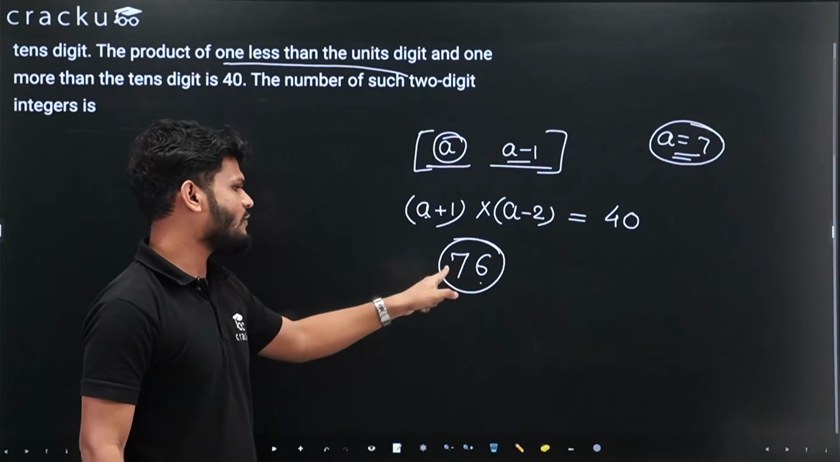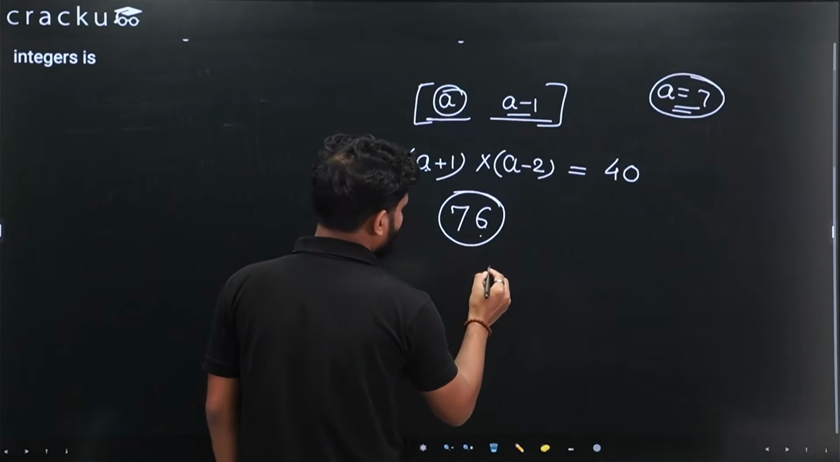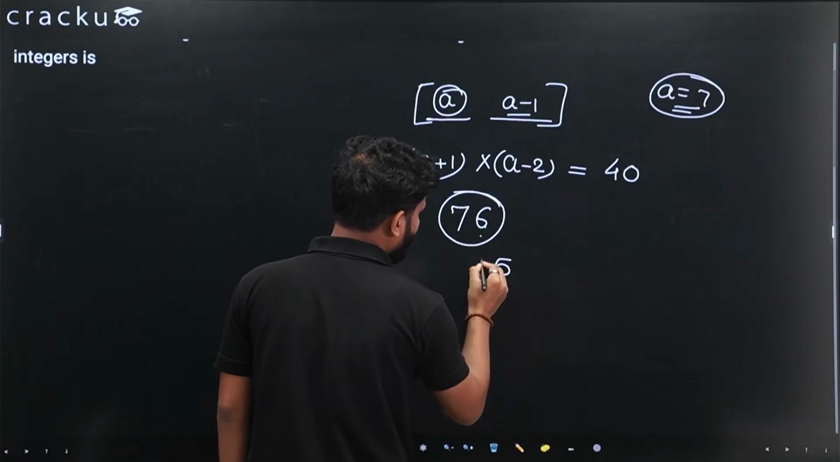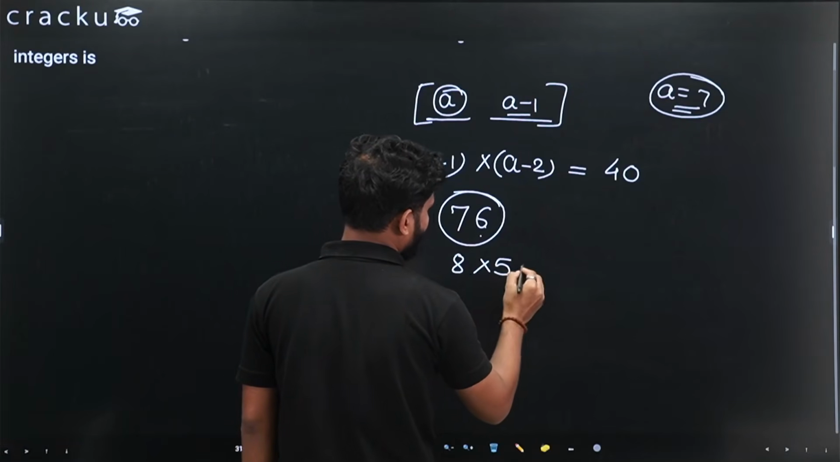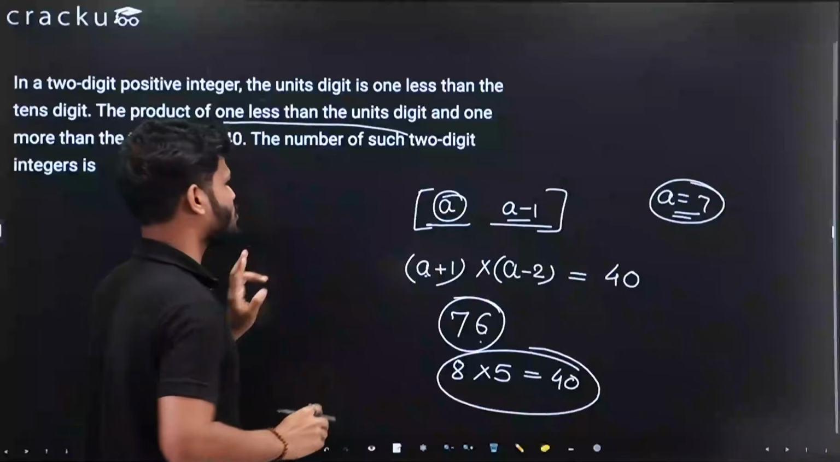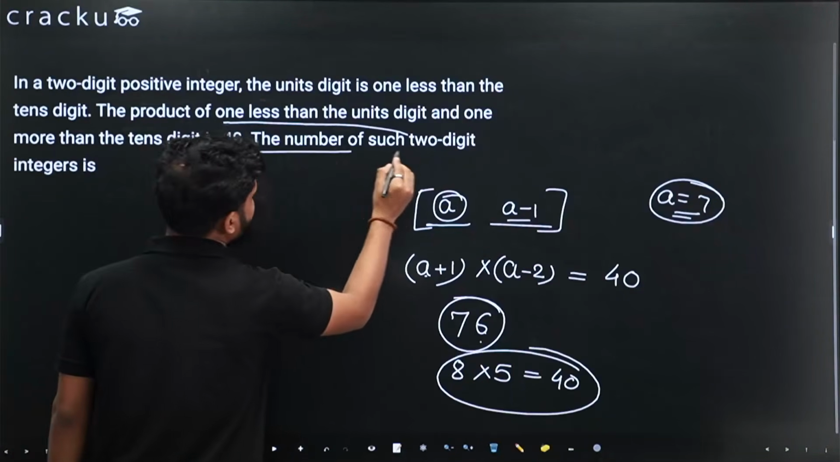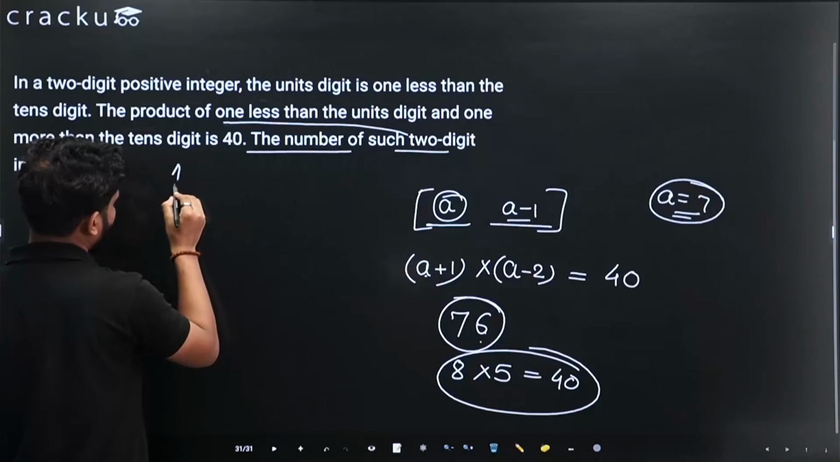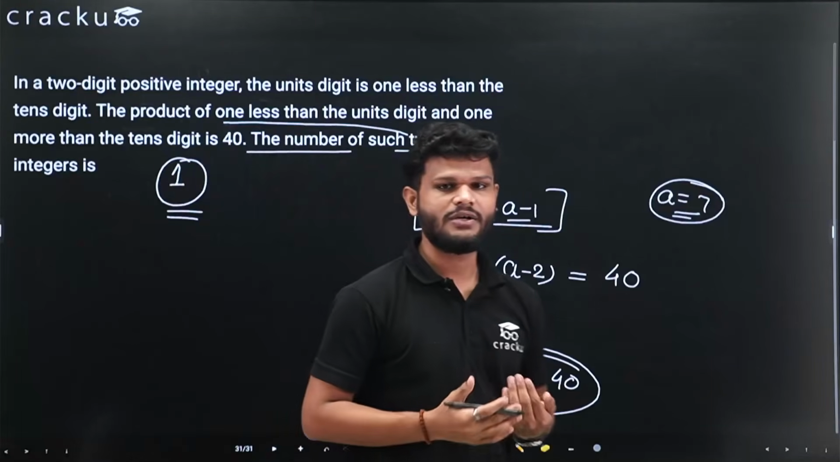Unit digit is 1 less than the tens digit. Also 1 less than the unit digit, so 6 minus 1, 5, and 1 more than the tens digit, which is 8, the product is 40. So there is only one such 2-digit number which satisfies the given condition. So the number of such 2-digit integers is 1. There is only one such number. This is how you solve the question.